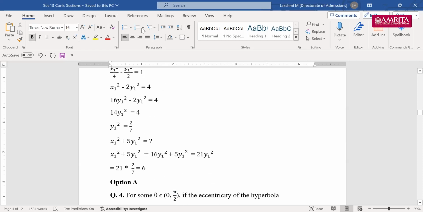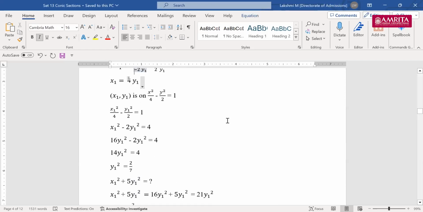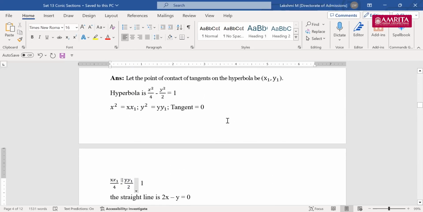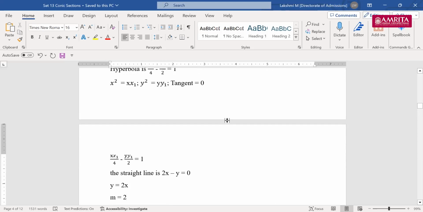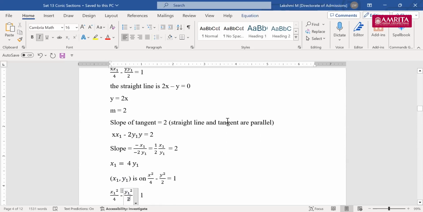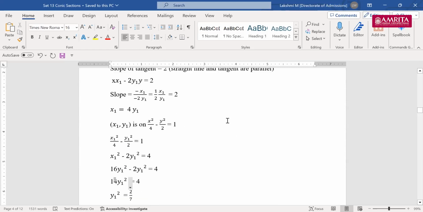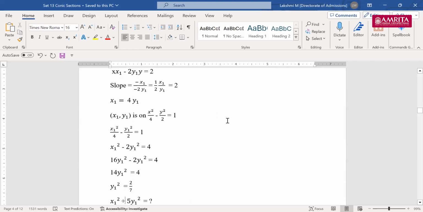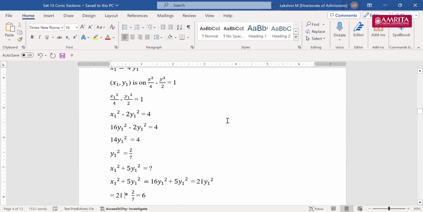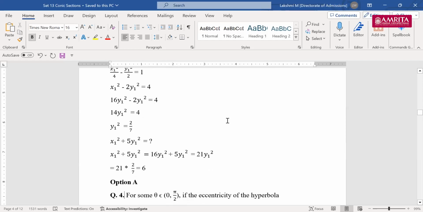I think someone has given me option B, C also. So if there is any mistake in the calculations, please do check it. I'll just show this once again. We started from here, the point of contact. We have the values x1, y1. We have substituted for it. We have found the slope. We have equated for it. We got the value of x1. You could do it either in terms of y1 or x1. So x1 in terms of y1, we have got the value of y1 square. We have substituted for x1 square plus 5y1 square, and we got the answer.